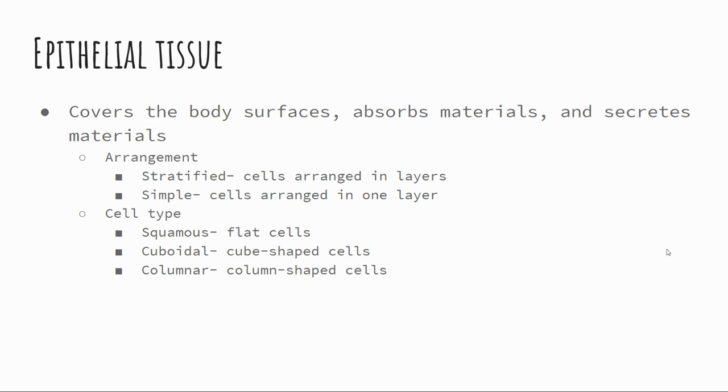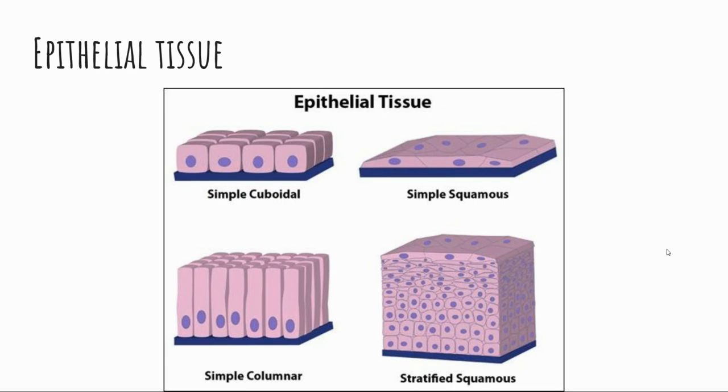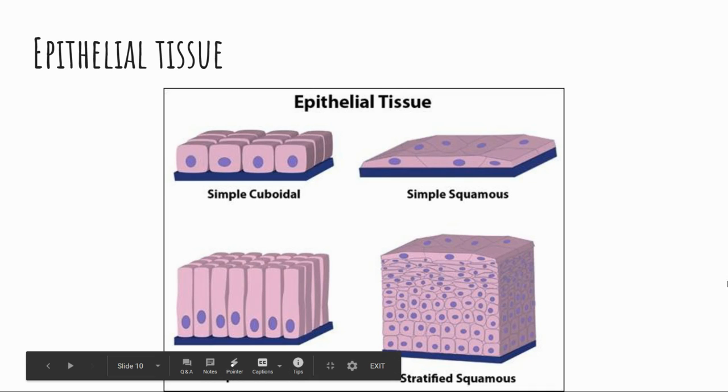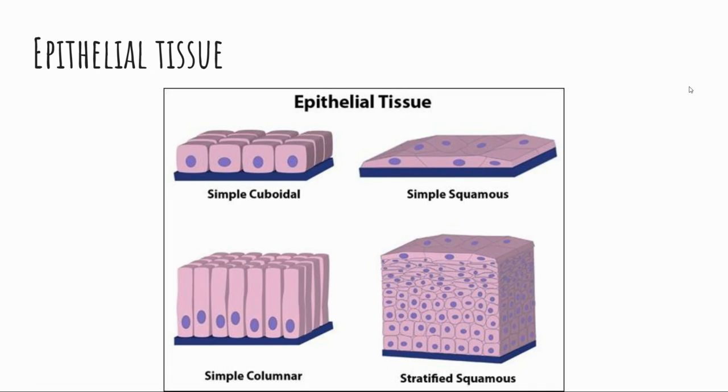Okay? You also have three different cell shapes when it comes to epithelial tissues. You have squamous, cuboidal, and columnar. So squamous are flat cells, cuboidal are going to be cube-shaped cells, and columnar are going to be column-shaped cells. So if you look here, you see cuboidal, you see squamous, and you see columnar. And you also see simple and stratified. Okay, I want you to notice the difference there. Simple, again, being one layer, stratified being multiple layers.